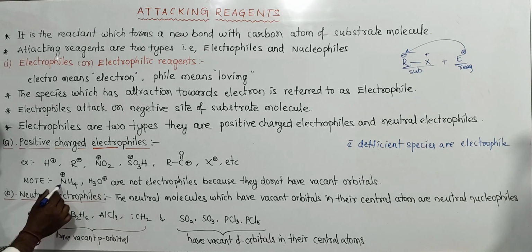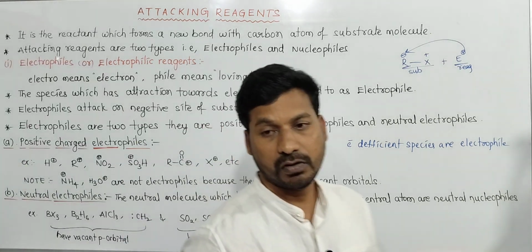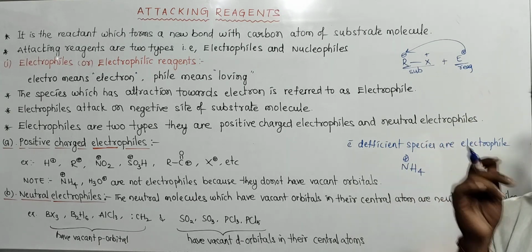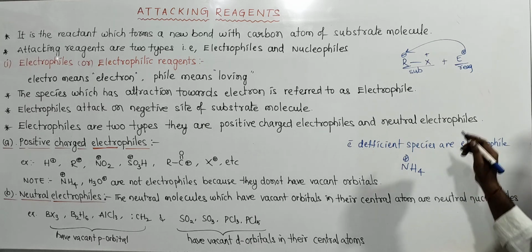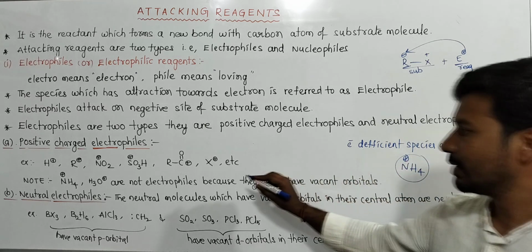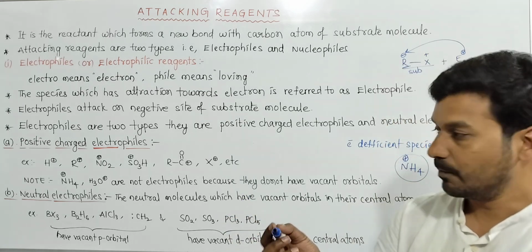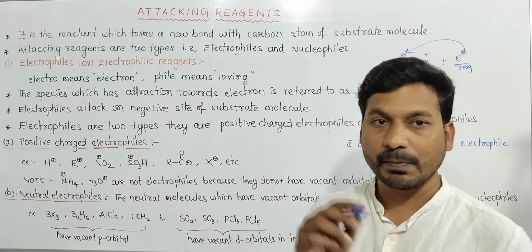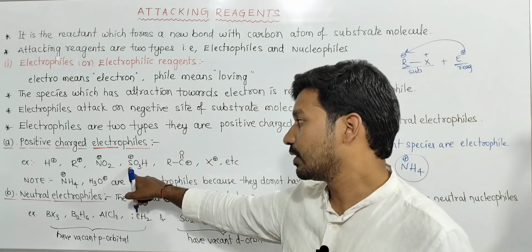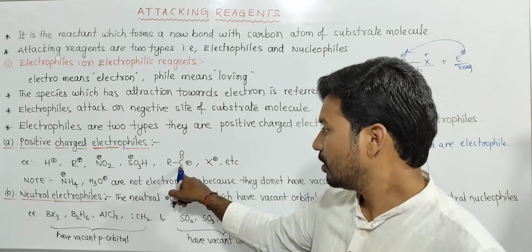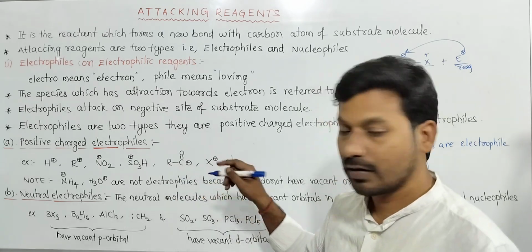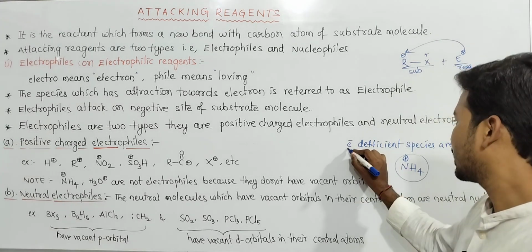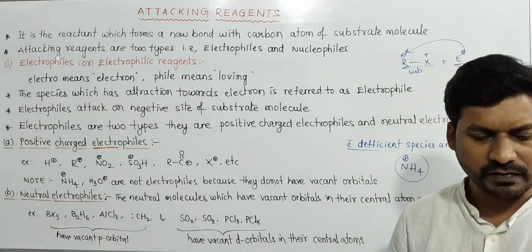Note, in NH4 plus, nitrogen carries a positive charge, but it cannot act as an electrophile, because if an electrophile accepts electrons, there should be some vacant orbital. In H plus ion, there is a vacant s orbital. In an alkyl group, carbon has a vacant p orbital. Nitro group, vacant p orbital. Sulfur, vacant p orbital. In the acyl group, carbon has a vacant p orbital. In halogen, vacant p orbital. Vacant p orbitals must be present to accept electron pairs, or vacant d orbitals.